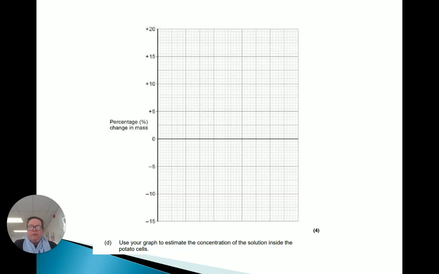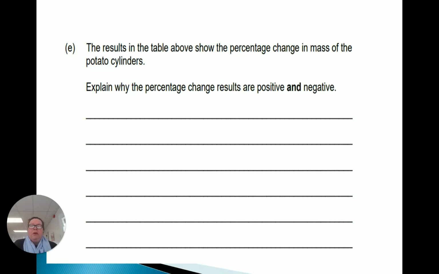Let's have a look at the explain bit here. We're going to skip the graph because we've just done that. The results in the table above show the percentage change in mass of the potato cylinders. Explain why the percentage change results are positive and negative. So why are some positive and why are some negative? Right, so the positive ones, where the mass increases, remember our keywords. Water moves in by osmosis.